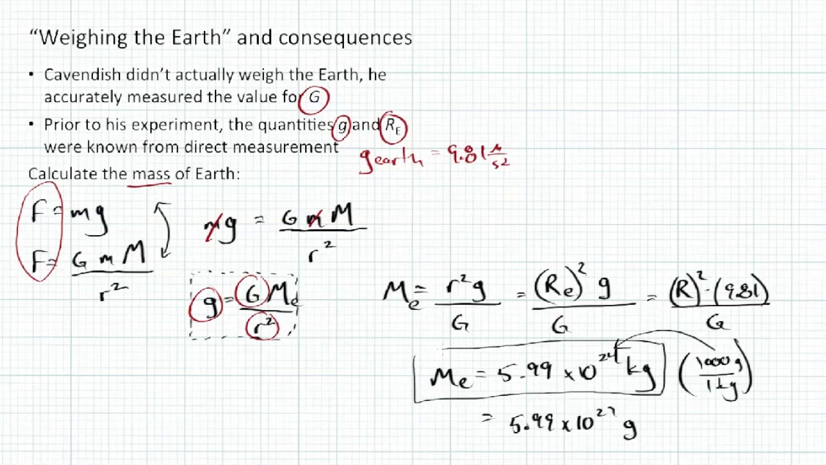All right, and that's pretty darn close to the value that we have for the mass of the Earth. I think our official value is 5.98. I think I rounded a little bit differently. Okay, so we have the mass of the Earth solved using the gravitational constant G.